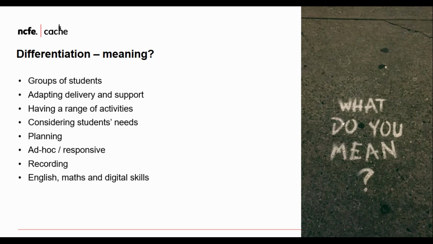Something teachers sometimes overlook or take for granted are the English, maths and digital skills needed to complete activities. GCSE grades don't always guarantee skills and knowledge, and the students can have areas of strengths or gaps in their knowledge or lower levels of confidence in some of these areas. It's worth considering them when planning differentiated learning.